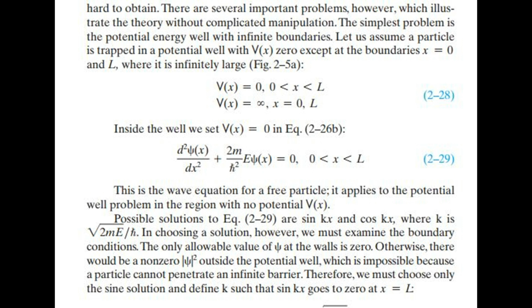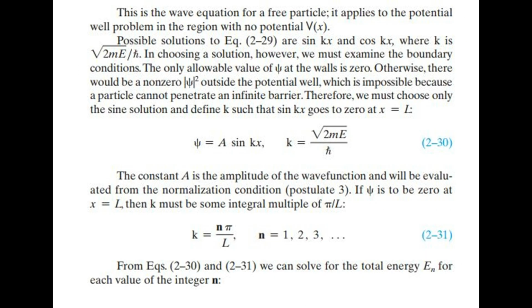Otherwise, there would be a non-zero ψ outside the potential well, which is impossible because a particle cannot penetrate an infinite barrier. Therefore, we must choose only the sine solution and define k such that sin kx goes to 0 at x equal L. The constant A is the amplitude of the wave function and will be evaluated from the normalization condition, postulate 3. If ψ is to be 0 at x equal L, then k must be some integral multiple of π/L.